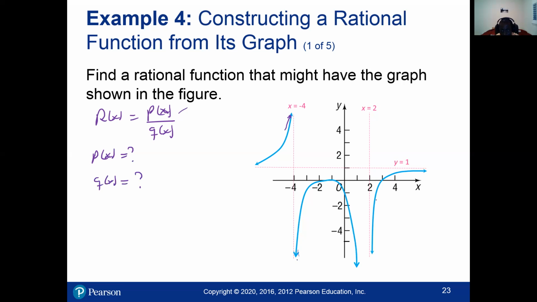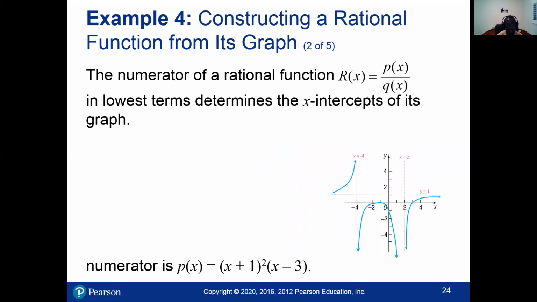And then for this vertical asymptote at x equal to 2, see that when we had something like this, it goes like this, it goes like that. What graph is that? This will have a denominator like (x minus 2) squared. So it will have an even multiplicity, and the least of them will be 2 in this case. So that's the approach. Now, let's first consider the numerator of the rational function, the p of x, in lowest terms, and determine the x-intercepts.